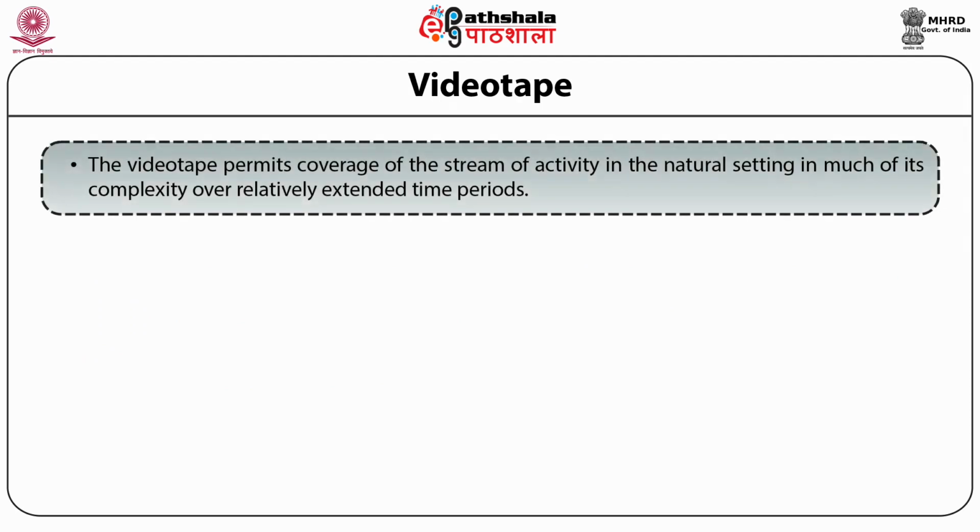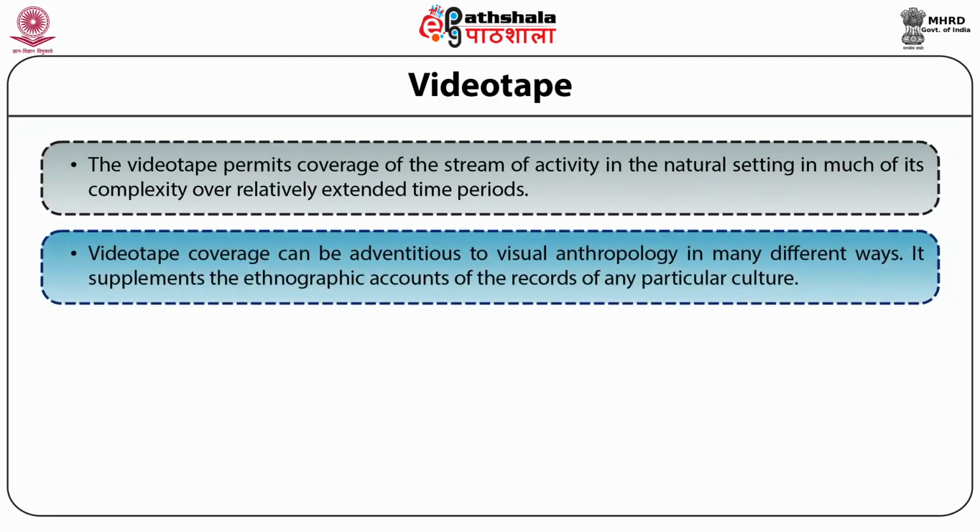Videotape. The videotape permits coverage of the stream of activity in the natural setting in much of its complexity over relatively extended time periods. Videotape records provide necessary detail on the activity of individuals in specific contexts. Videotape coverage can be advantageous to visual anthropology in many different ways.